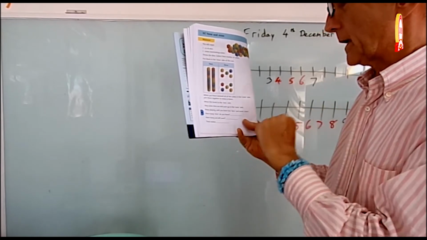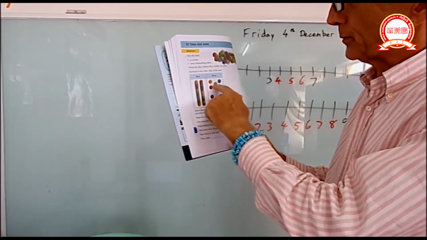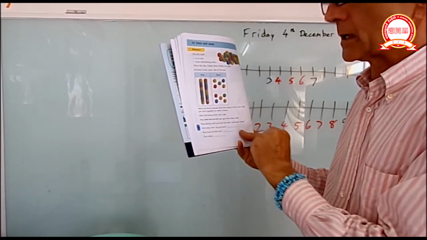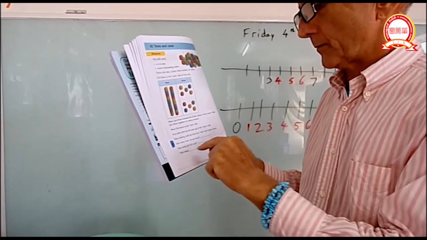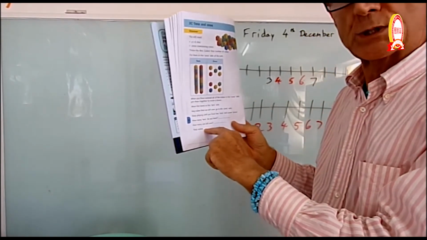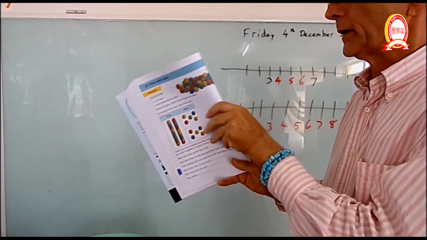Now, what does that make? That makes, in this example, 26. But you don't write 26, you use your numbers. And you put your answer, which will be 20 and then 1, 2, 3, 4, 5, 6.